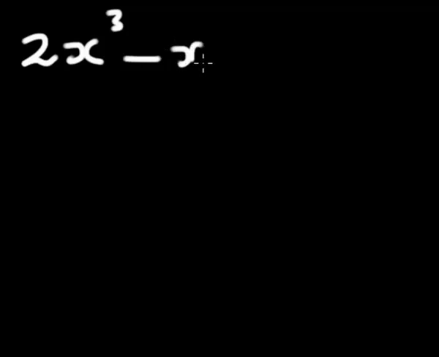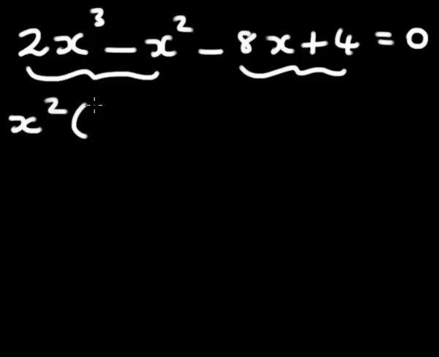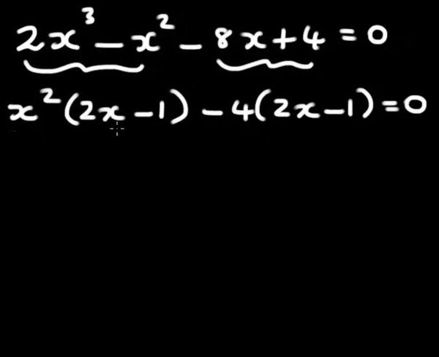Right, let's have a look at one more example before the practice example on solving for x in a cubic equation. Have a look at this one. This is a second example. If you take 2x cubed minus x squared minus 8x plus 4, we're going to use the technique of grouping from grade 10 days to solve for x. Now watch this. Let's group these in pairs. Take out the x squared, and what are we left with? 2x minus 1. Now take out negative 4, and what are we left with? 2x minus 1. Notice that these brackets are always pretty much the same.